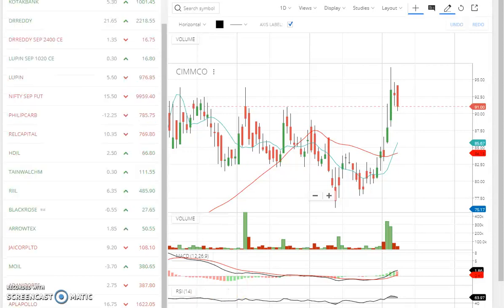Many people write comments that you give some very, very weak stocks which have no volume. If there is no volume, what is this? Right? It has given a breakout, then what is this?